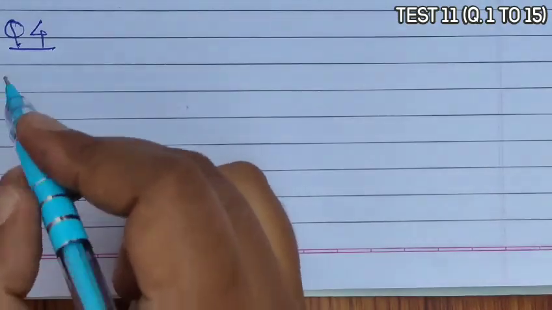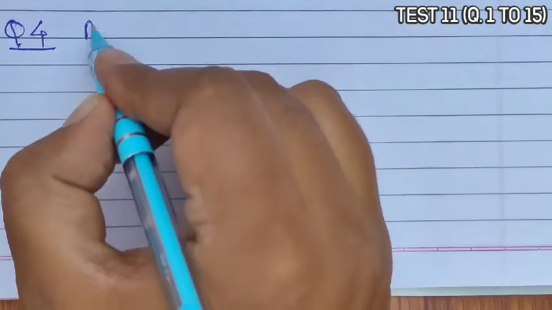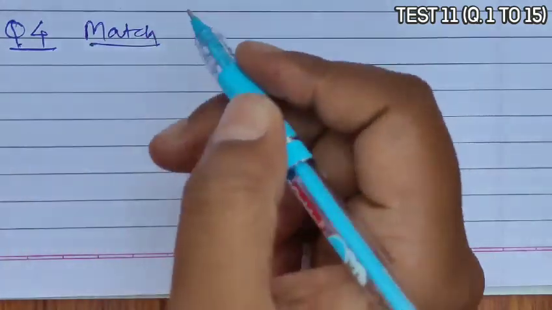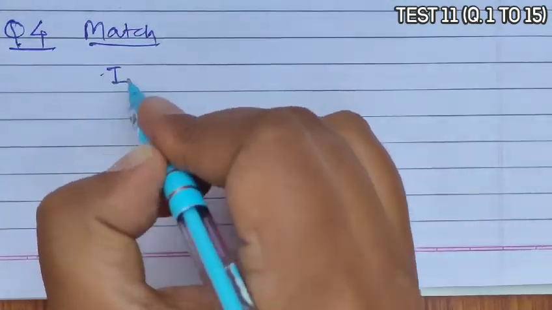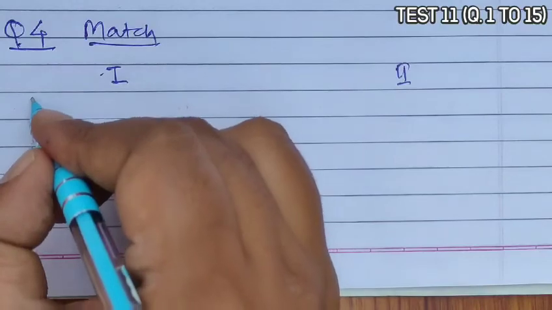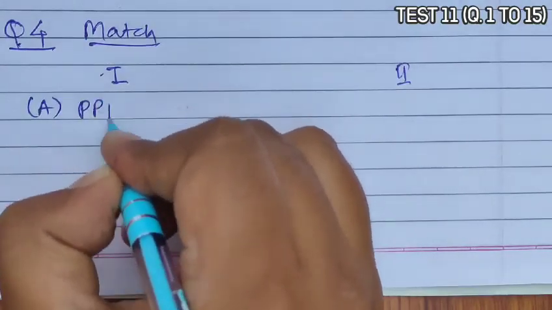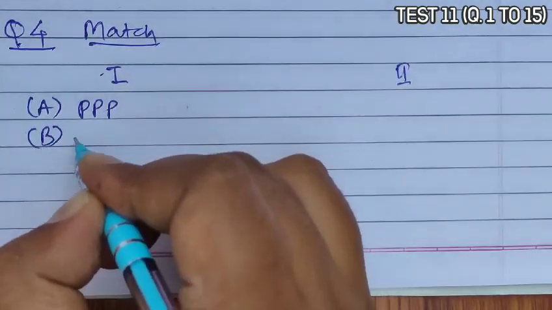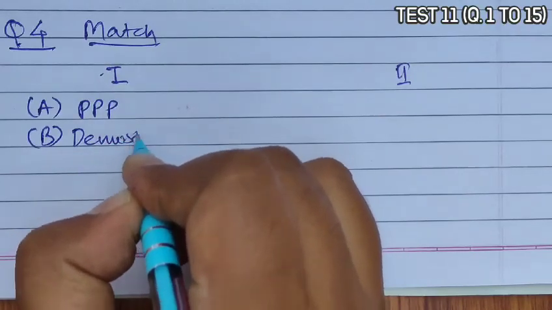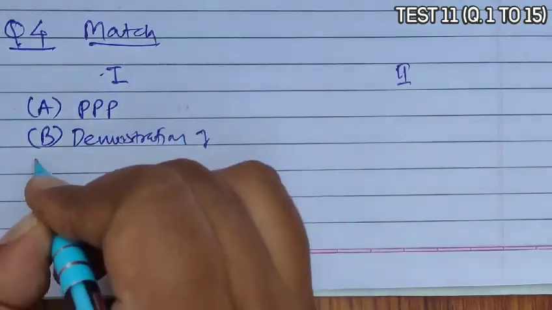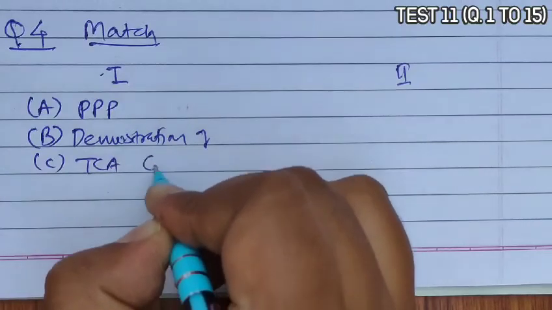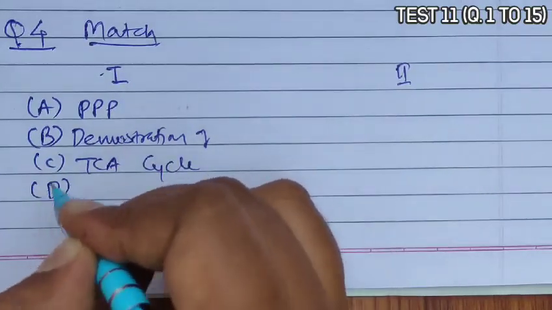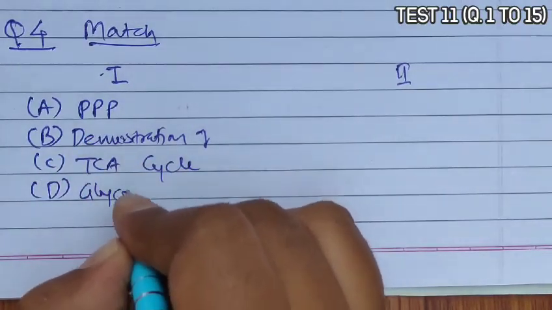Question 4. Question 4 asks to match the name of the scientist which occur. Means we have to match the following. Now option 1 and option 2 are given. In column 1, A is given as pentose phosphate pathway, B is given as a demonstration of, C is given as TCA cycle, and D is given as glycolysis.